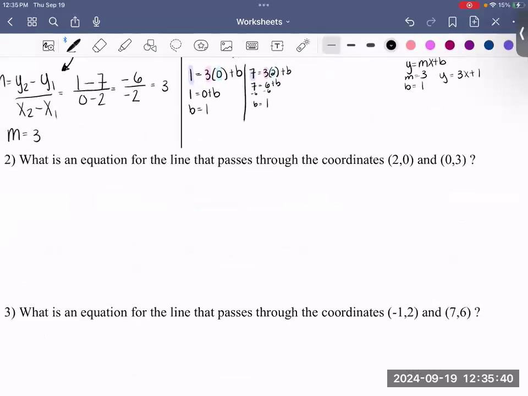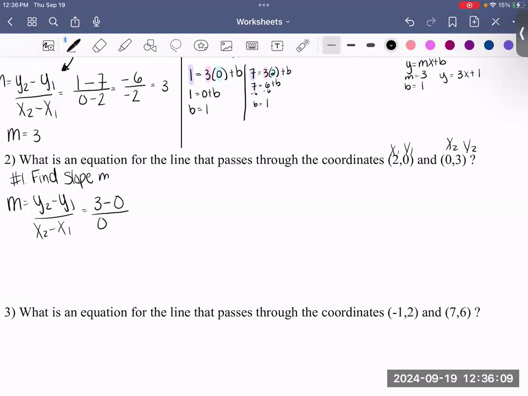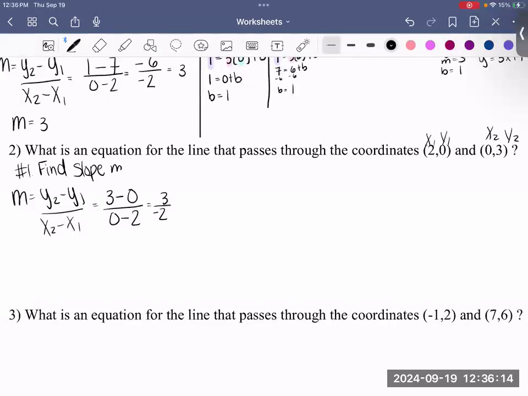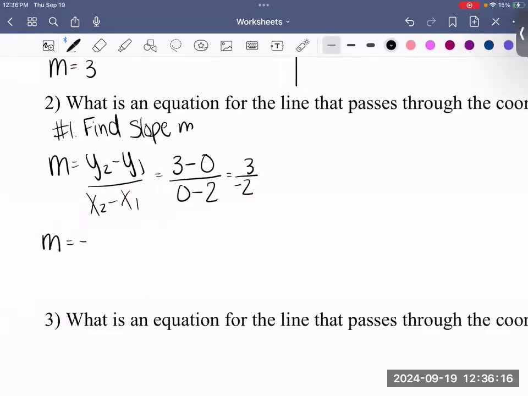So again, we're given 2 points. I'll just label them really quickly. Again, it doesn't matter which point we label as x1, y1, x2, y2. But again, we need to find the slope, your m, y2 minus y1 over x2 minus x1. So I've labeled it as 3 minus 0 over 0 minus 2. So you have 3 over negative 2. So your slope here comes out to be a fraction.